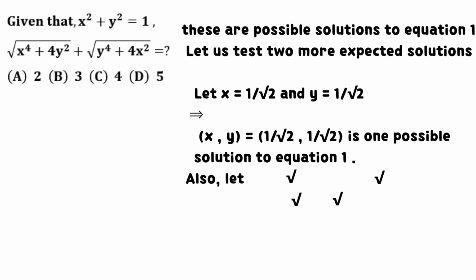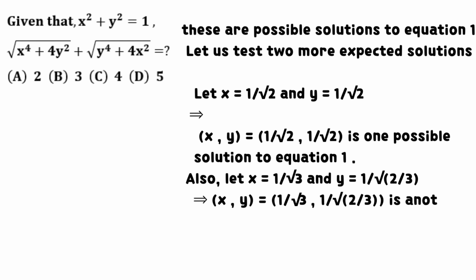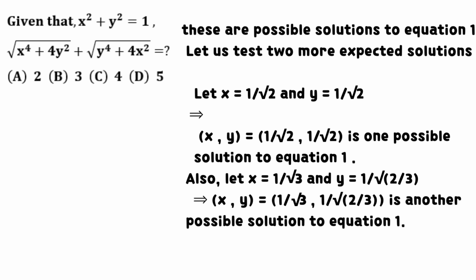Let x equals 1 divided by the square root of 2, and y equals 1 divided by the square root of 2. It follows that x and y equal the reciprocal of the square root of 2 and the reciprocal of the square root of 2 is one possible solution to equation 1. Also, let x equals 1 divided by the square root of 3 and y equals the square root of 2/3. This value of x and y is another possible solution to equation 1.